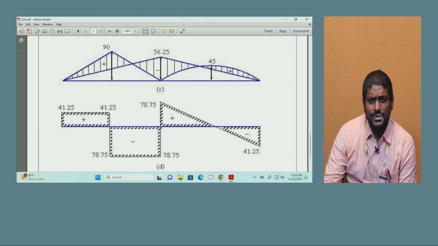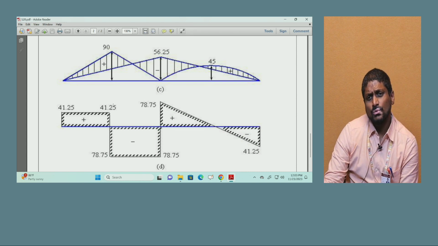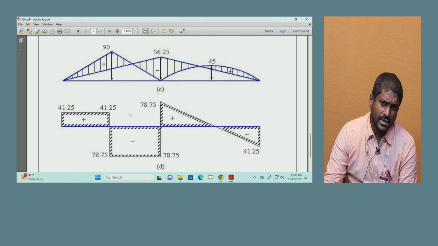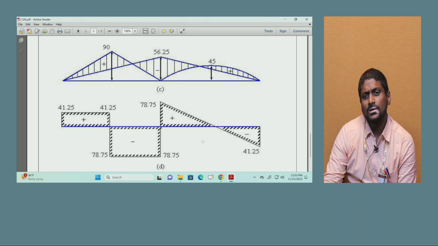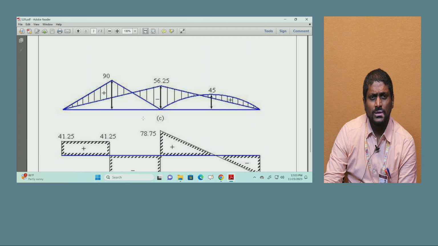It will be repeated up to the support at the center, B, and again due to the support reaction at B it goes from minus to positive. Due to the UDL applied in the span BC, the diagram will be linear, and it ends at C, the support, with 41.25. Wherever the bending moment sign changes from plus to minus, that is called the point of contraflexure. So that is all about the shear force and bending moment diagrams.